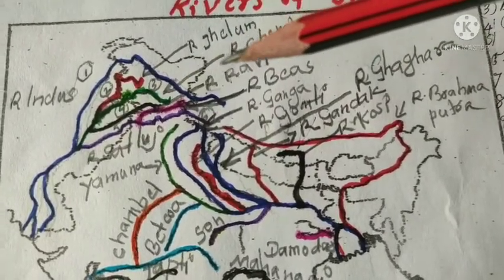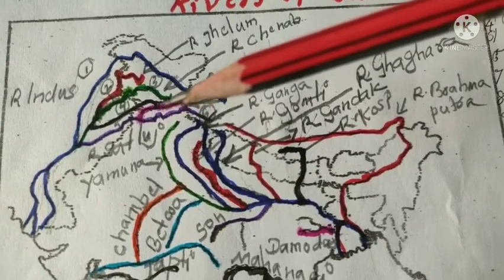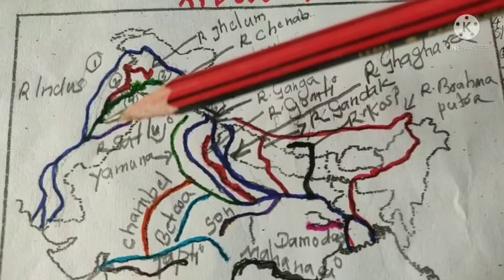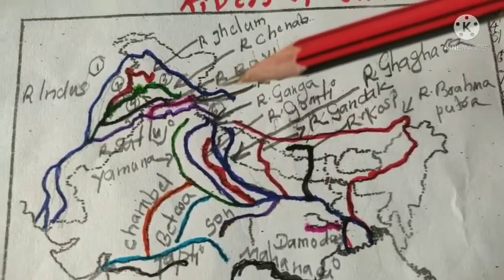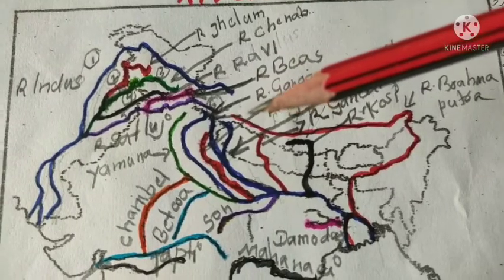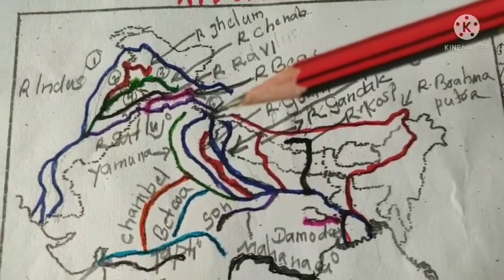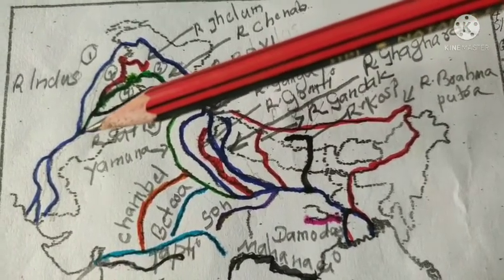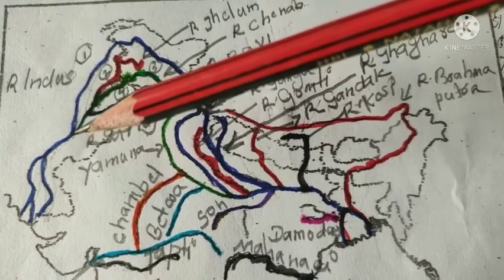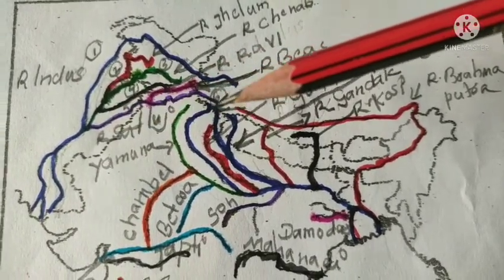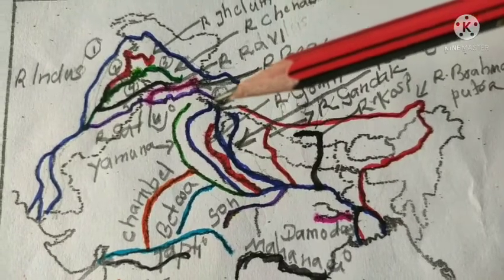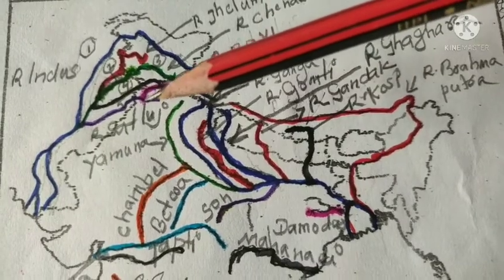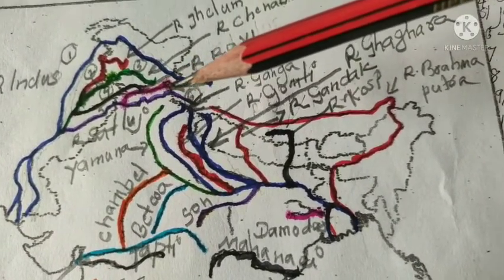Next is the river Ravi, from here to here it is merging with river Chenab up to here only. And the next is river Sutlej. This is a very long river. It is starting from here and goes up to here, this is also merging with the river Indus. So this is a very long river, Sutlej. And next is the Beas. This is a very short river, from here to here, merging with the river Chenab.